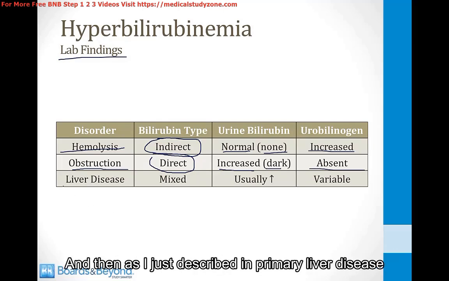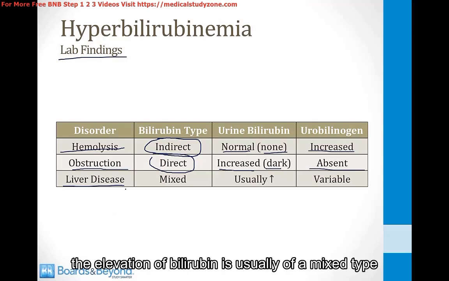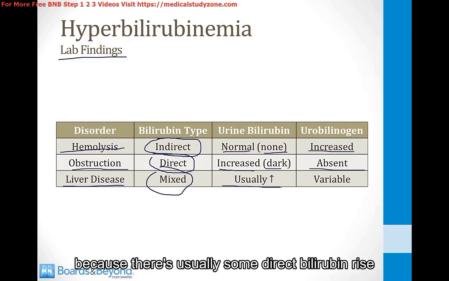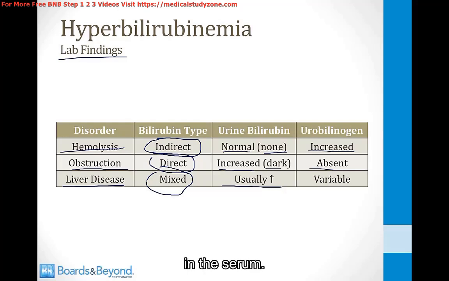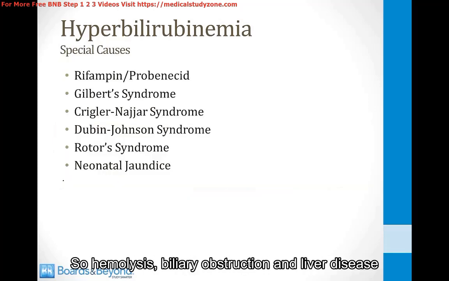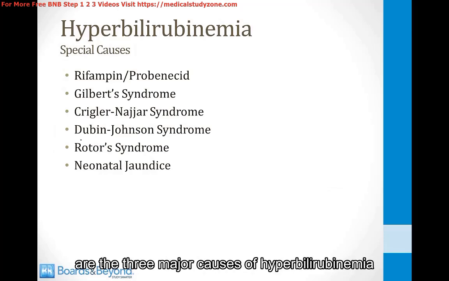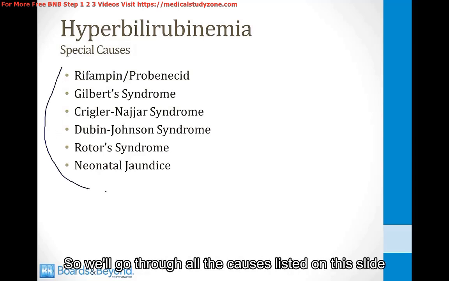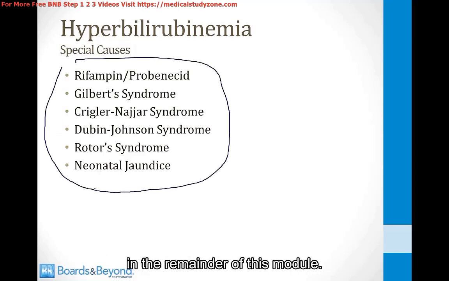And then, as I just described, in primary liver disease, the elevation of bilirubin is usually of a mixed type, both indirect and direct. The urine bilirubin is usually increased because there is usually some direct bilirubin rise in the serum, and the urobilinogen level is variable depending on whether it is early or late in the course of liver disease. So hemolysis, biliary obstruction, and liver disease are the three major causes of hyperbilirubinemia, but there are some more rare special causes, and you need to know these especially for Step 1. So we'll go through all the causes listed on this slide in the remainder of this module.